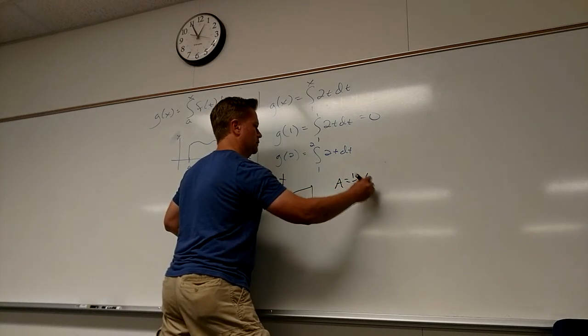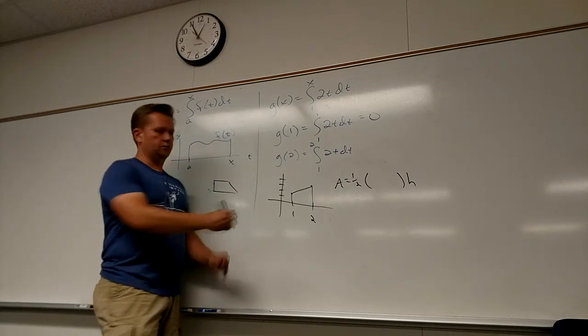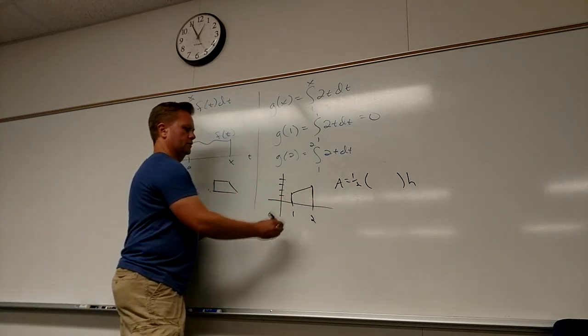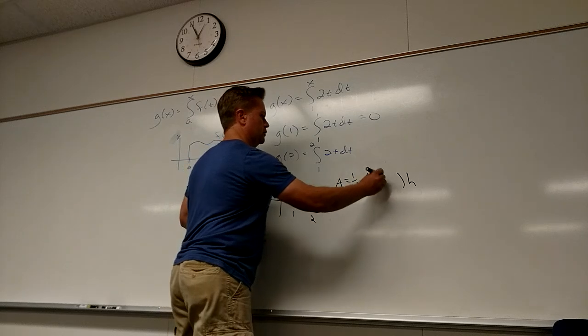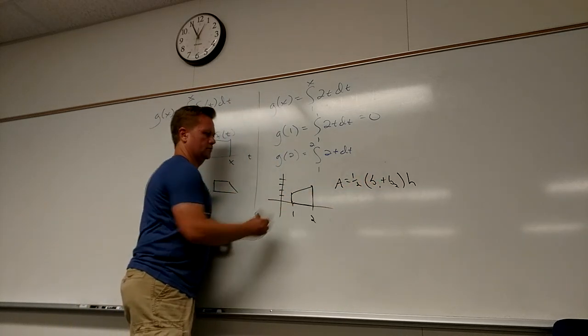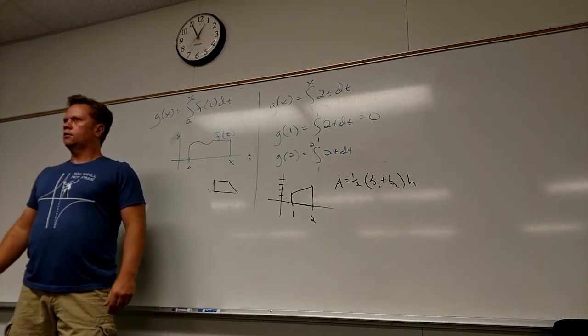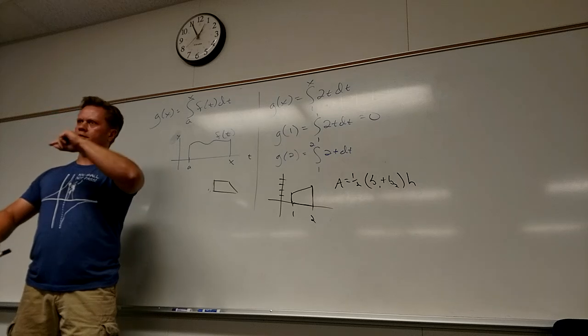One half times, how many bases are there? There's really two of them. There's this base and that base. So it's b1 plus b2 times the height, which is the distance between the two bases.